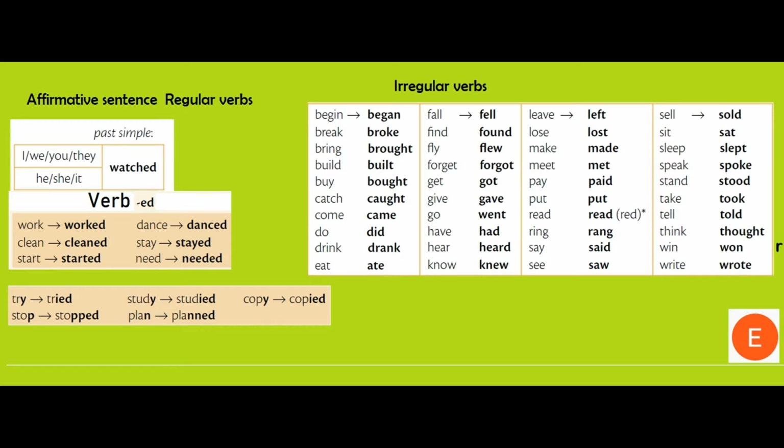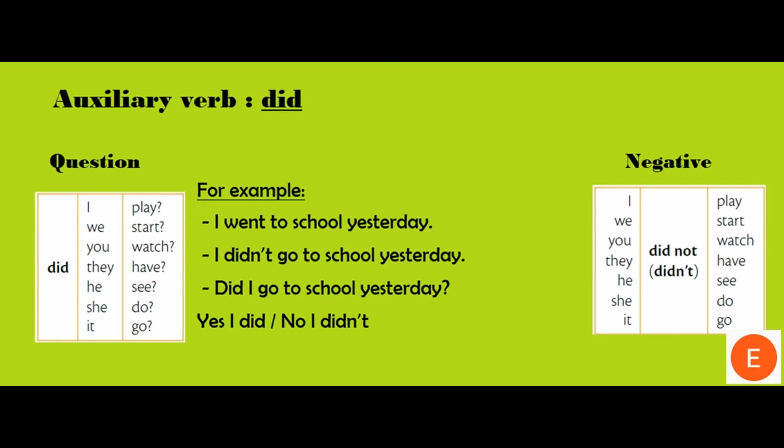When a one-syllable verb ends in vowel plus consonant, we double the last consonant. For example, stop, stopped. All these rules are appropriate for regular verbs. When we have irregular verbs, we use the second form. Negative and question forms in past simple are made using the auxiliary verb did, which is followed by the simple form of the main verb.